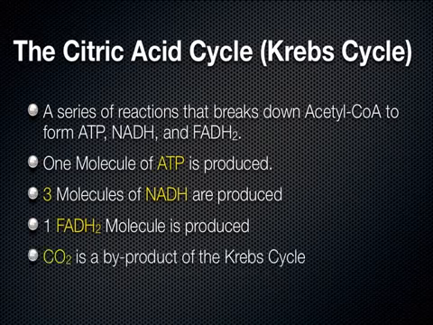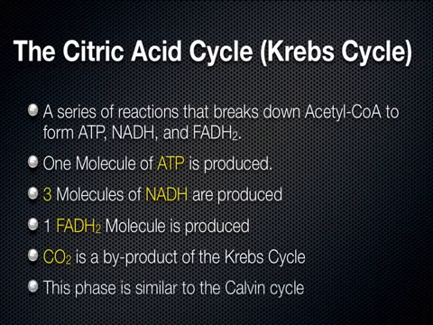Carbon dioxide is a byproduct of the Krebs cycle. And this phase is very similar to the Calvin cycle in plants, and we've looked at that one. We're going to look at this one in some detail, and I'm going to show you the things that we need to remember. So these numbers, are they important for you to memorize? Yes, they are. 1, 3, 1. 1 molecule of ATP. 3 molecules of NADH. 1 molecule of FADH2.